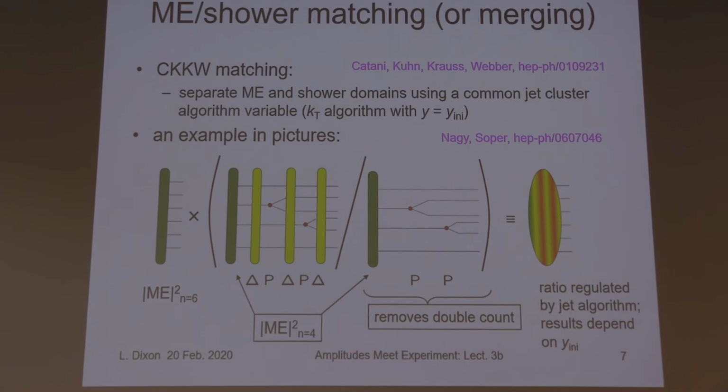So there are some frameworks for doing this matching, and I don't want to go through them in any detail, partly because I don't understand them in any detail. But you can separate which regions contribute by using some kind of a jet clustering algorithm variable, and you invent some fake sort of size of a jet, and you use that to determine which events come from where. There's a nice picture that kind of illustrates the double counting question by Nagy and Soper.